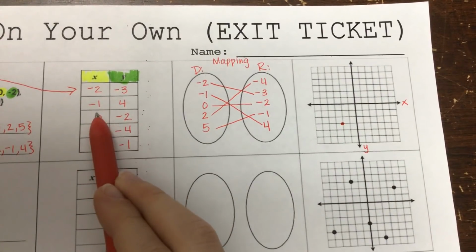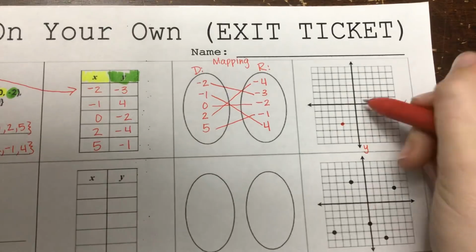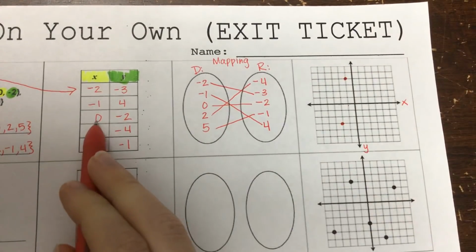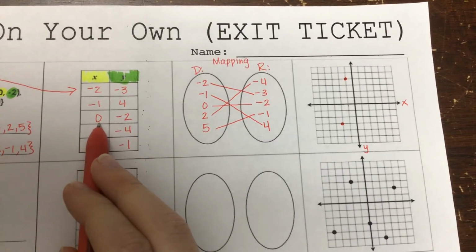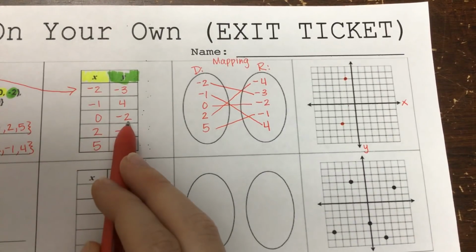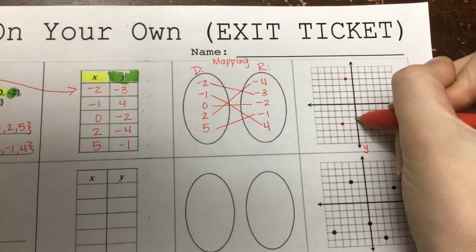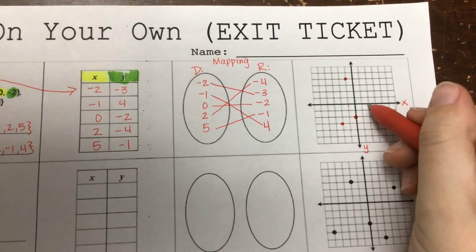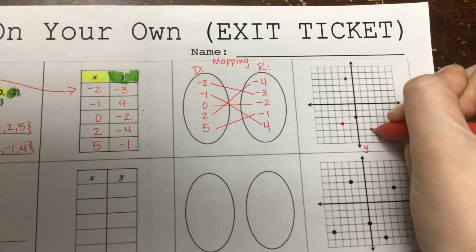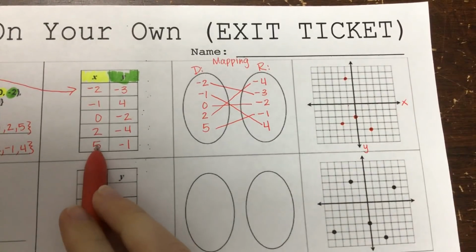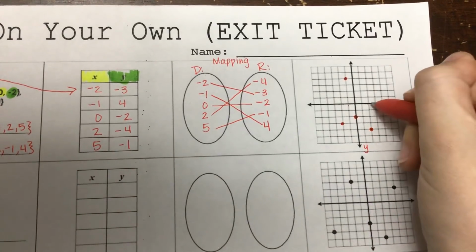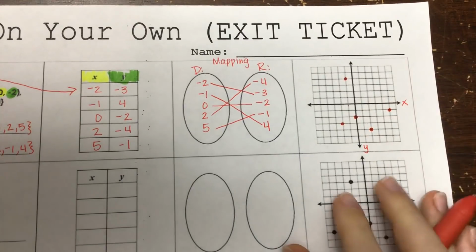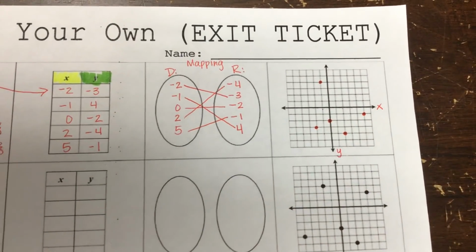-1, 4 is going to be left 1, up 4. 1, up 4. 0, -2, staying at the origin and then just going down 2, and 2, -4, right 2, down 4, and 5, -1, right 5, and down 1. Okay. And there's our coordinate grid to represent a relation.